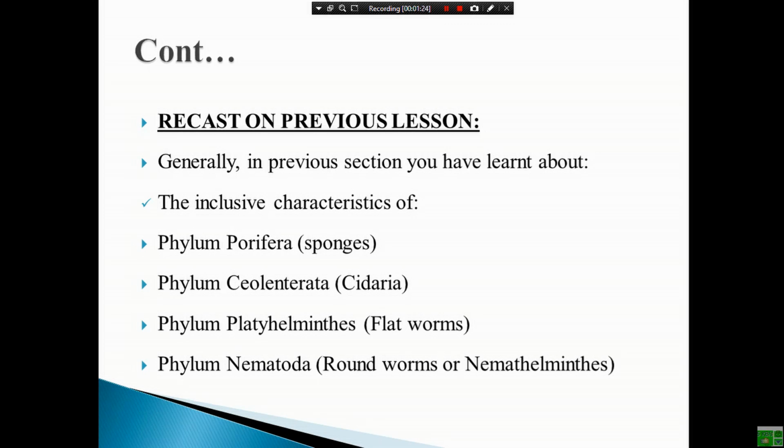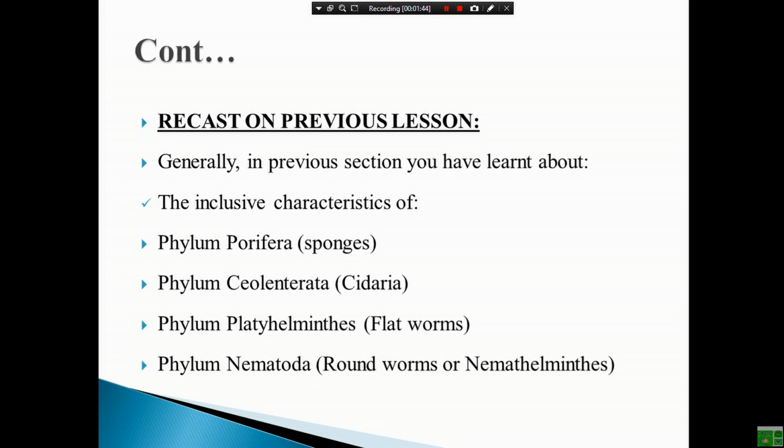Thirdly, we discussed phylum Platyhelminthes or flatworms. They are flatworms and hermaphrodites, organisms having both sexes, without a body cavity. They are acoelomates and they are bilaterally symmetric. The best example is the tapeworm.